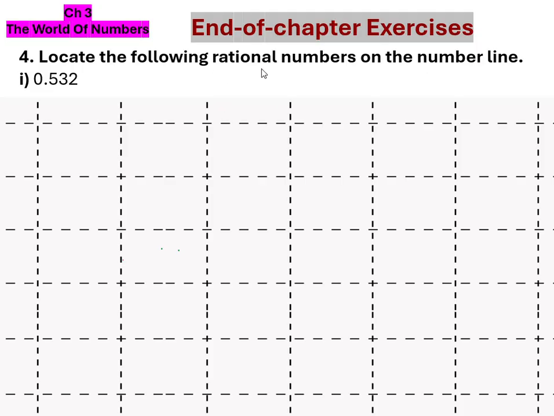So in today's class, we will solve question number 4 of the end of chapter exercises from chapter 3, The World of Numbers. The question is, locate the following rational numbers on the number line. The first sub-question is 0.532. We have to represent this 0.532 on the number line. Let's see how to represent it.